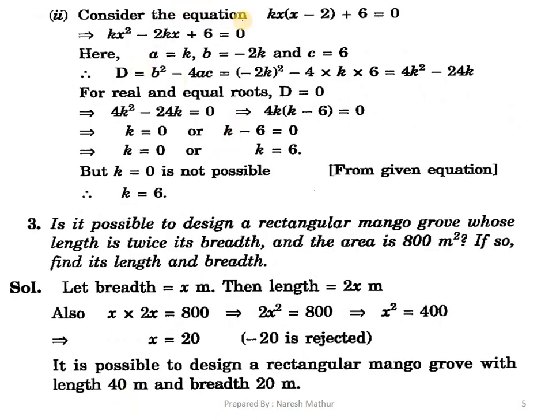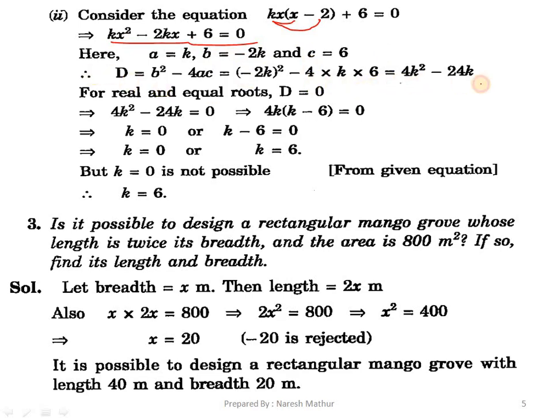In the next equation, we are given kx into x minus 2 plus 6 equals to 0. First we'll multiply kx with x minus 2 and make our equation. Now a will equal k, because k is the coefficient of x square. The value of b will be minus 2k and c will be 6. Just get the value of D.